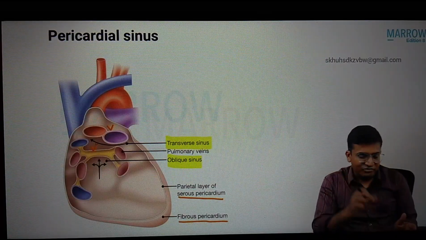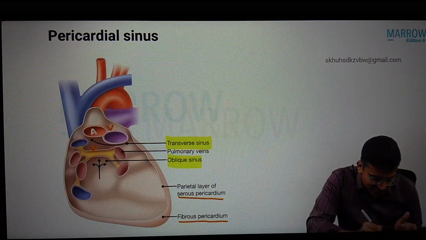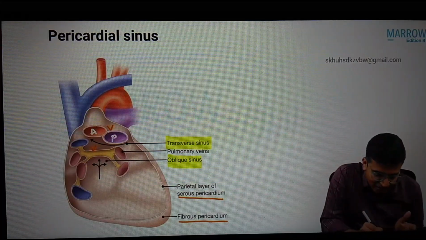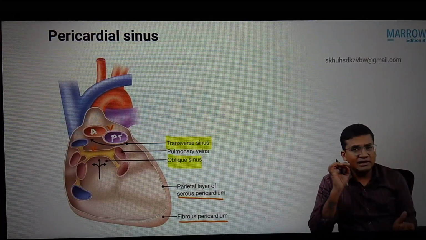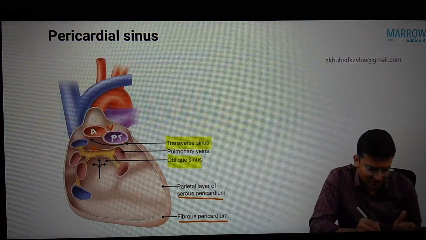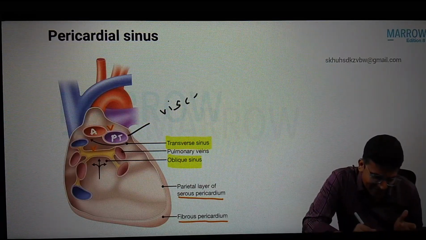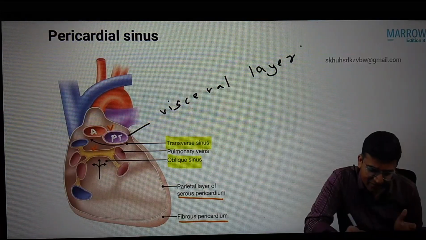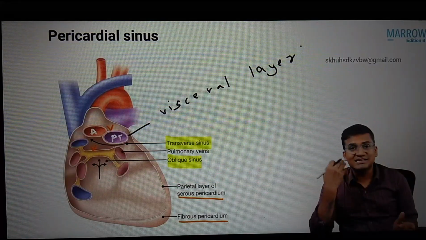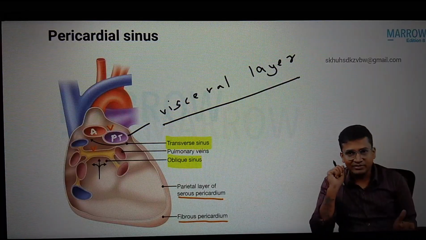Now identify the vessels. This is our aorta. I am writing it as A. Sorry for using short form. So A is aorta, and this is our pulmonary trunk. Now the aorta and the pulmonary trunk have a common visceral layer, enclosed by the common visceral layer. Why do they have a common visceral layer covering? Developmentally, the aorta and pulmonary trunk come from a common origin, the truncus arteriosus.